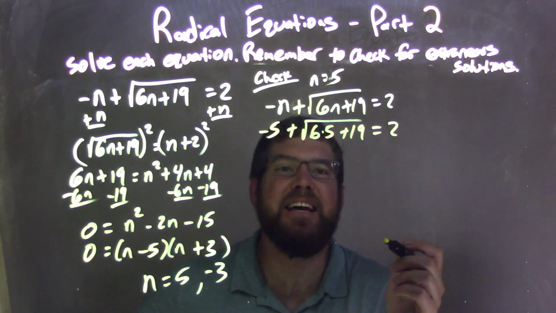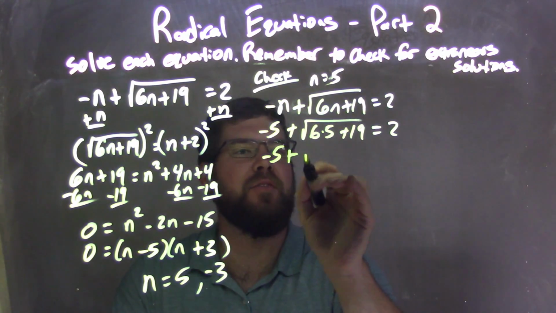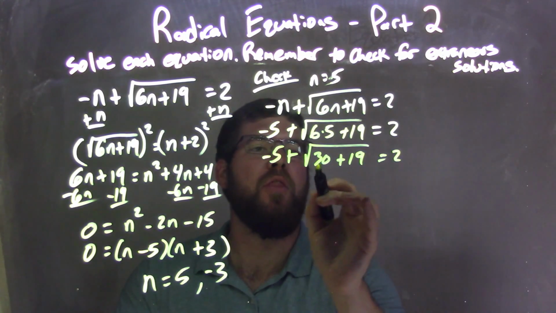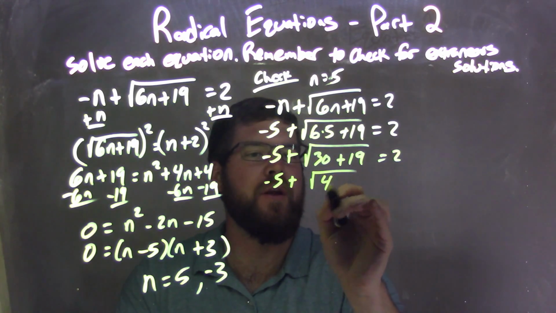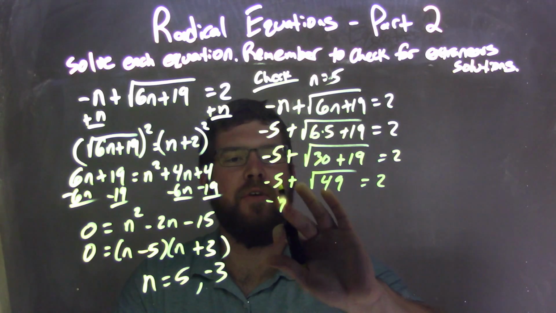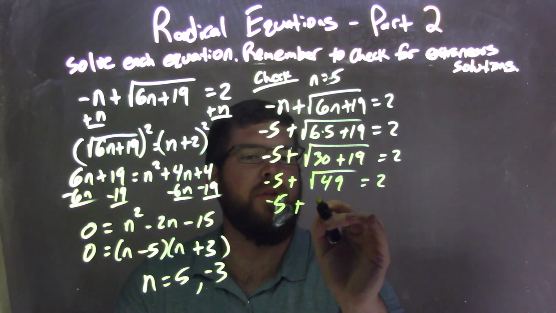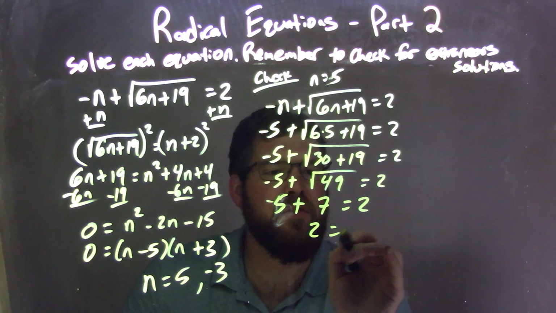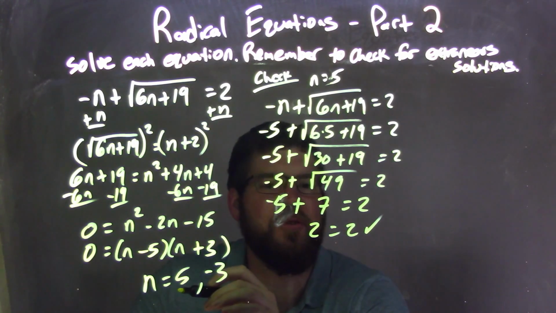Okay? 6 times 5 is 30. So we have negative 5 plus square root of 30 plus 19 equals 2. 30 plus 19 is 49. So we have negative 5 plus the square root of 49 equals 2. Square root of 49 is 7. So negative 5 plus 7 equals 2. Negative 5 plus 7 is 2. So 2 equals 2. Left and right are equal. Fantastic. 5 is a true solution.